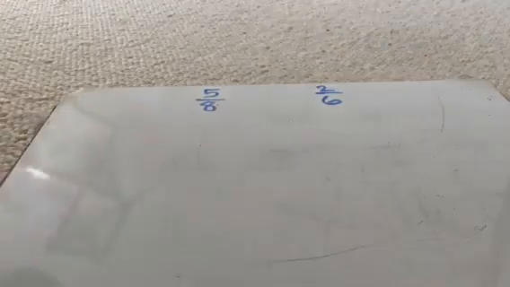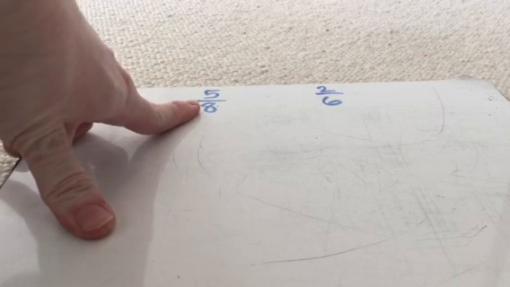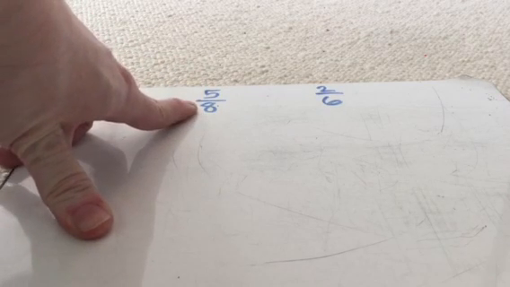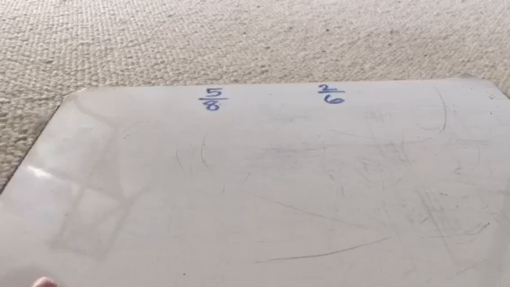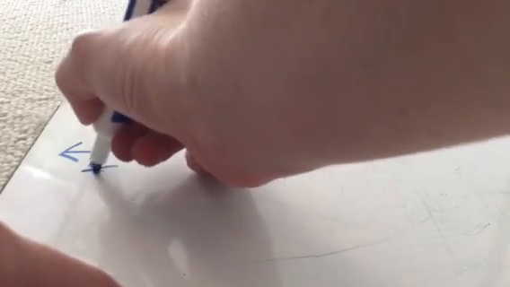I see 5 eighths and I see 2 sixths. First I look and see, are the numerators the same? No. Are the denominators the same? No. Can I do 8 times something gives me 6? No. Can I do 6 times something gives me 8? No. So that leaves me with benchmarking to 1/2. So I'm going to compare each fraction to 1/2.